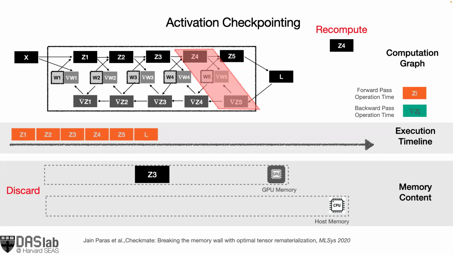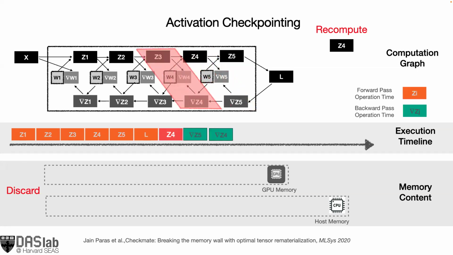To calculate the gradient of W5, we need Z4, but actually we deleted Z4 from GPU memory. If you check the computation graph for how we get Z4, we only use Z3 and W4. So we can use Z3 and W4 to recalculate Z4 and bring it back to GPU memory, and then use it to calculate the gradients of W5. And then we delete it, of course. And then to calculate the gradients of W4, we have these three. We directly do it.